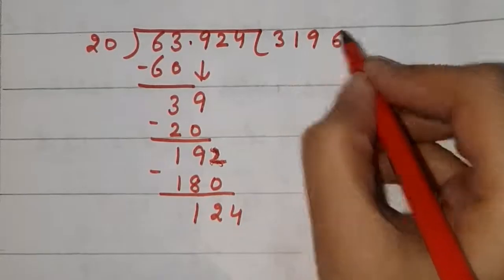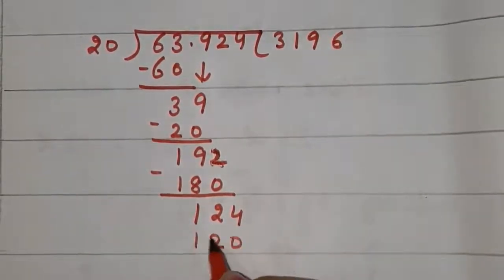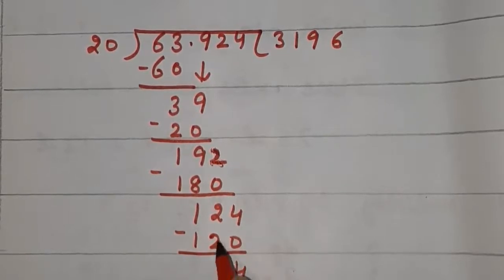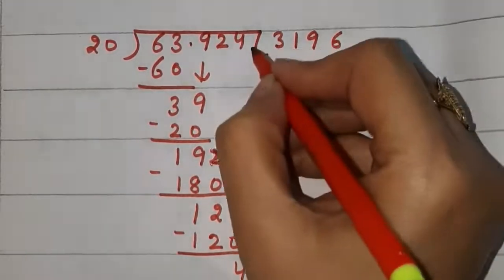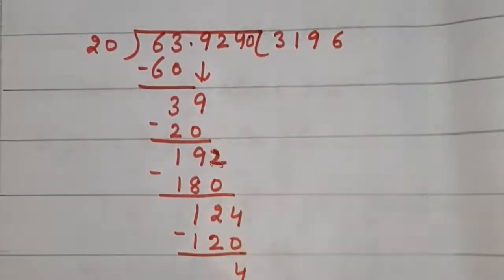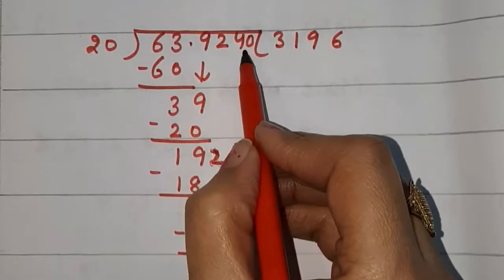26, 120. 4 minus 0, 4. 2 minus 2, 0. 1 minus 1, 0. Now 4 is left. Take 1 0. Why we are taking? Because after decimal we can put 0.